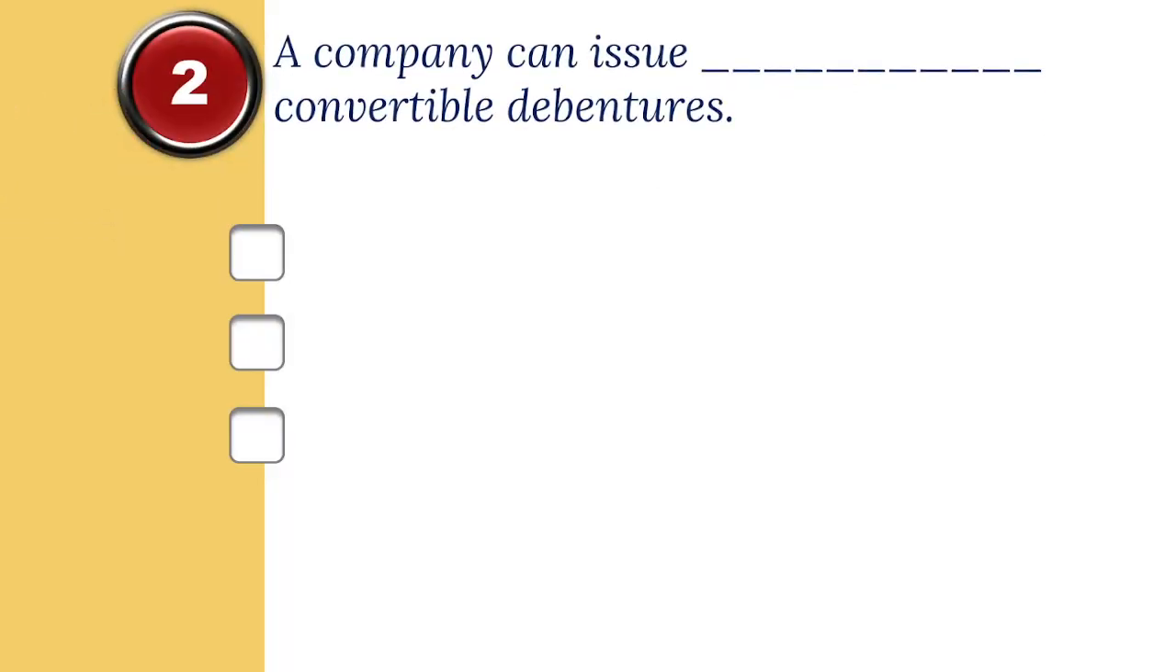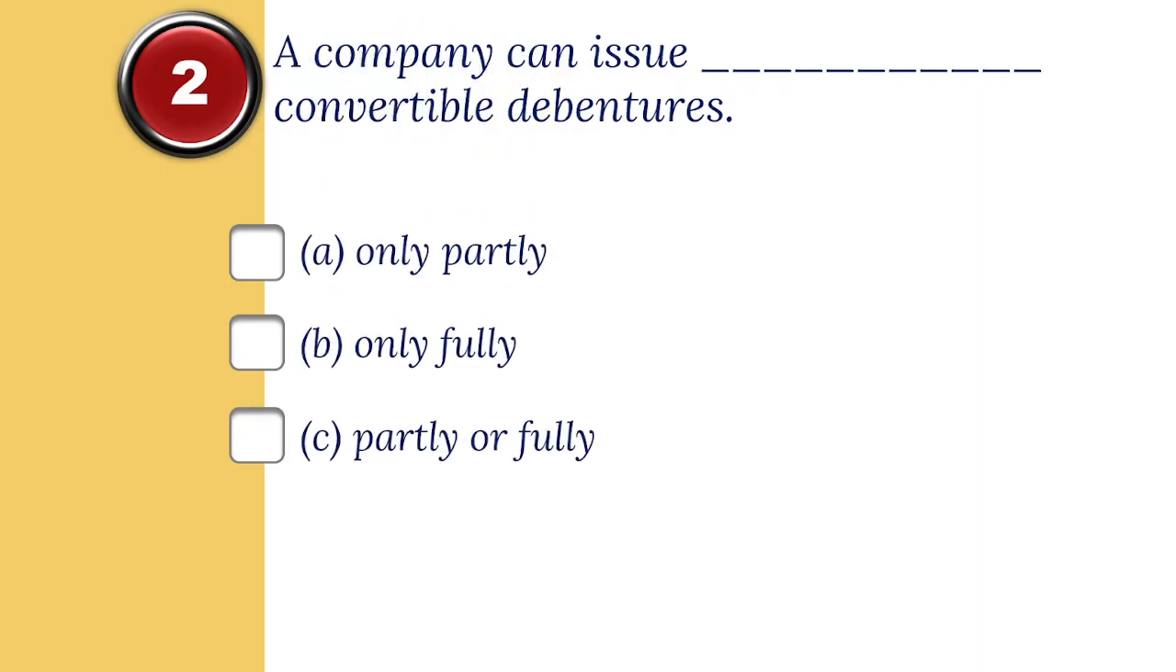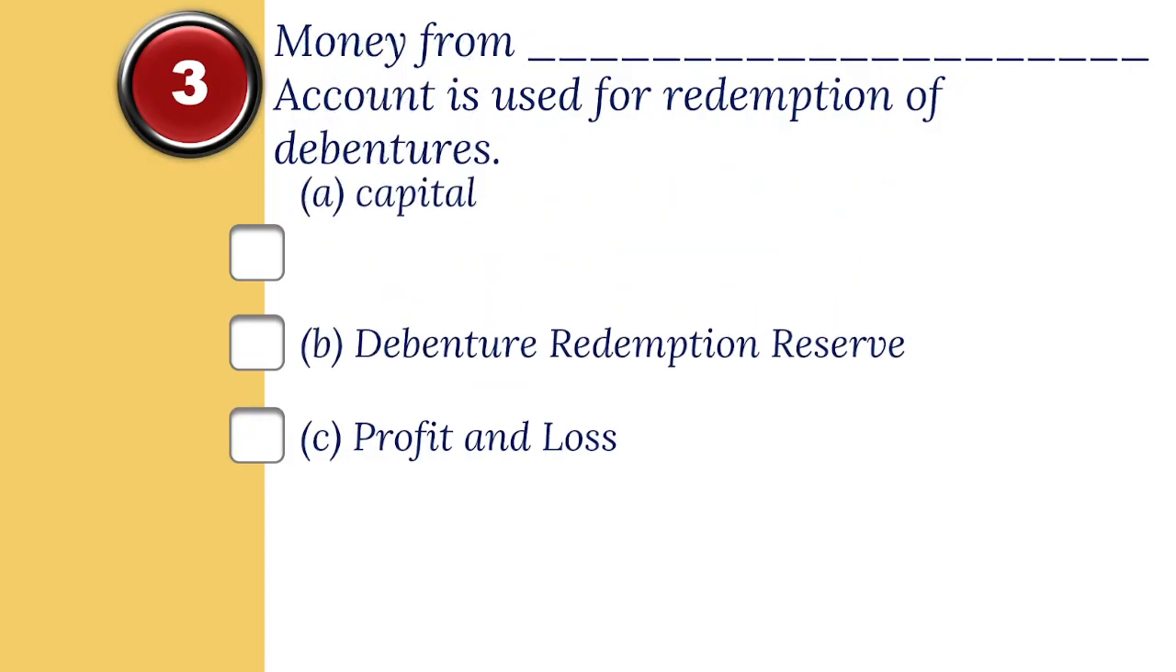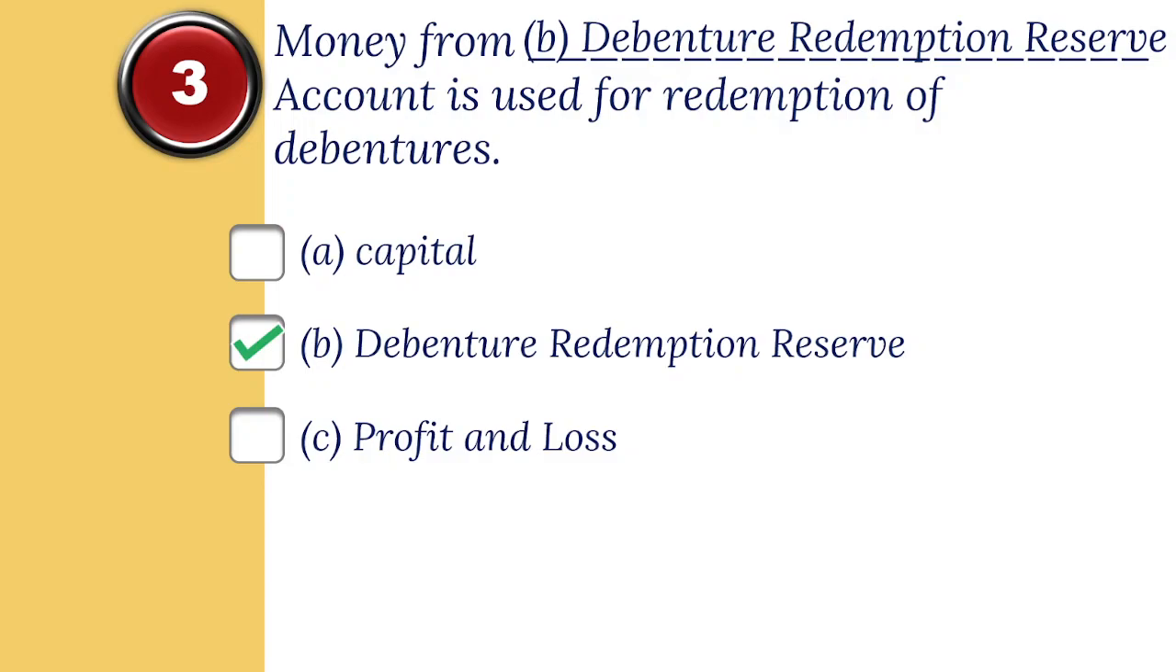2. A company can issue dash convertible debentures. The options are A. Only partly, B. Only fully, C. Partly or fully. And the correct option is C. Partly or fully. 3. Money from dash account is used for redemption of debentures. The options are A. Capital, B. Debenture redemption reserve, C. Profit and loss. And the correct option is B. Debenture redemption reserve.